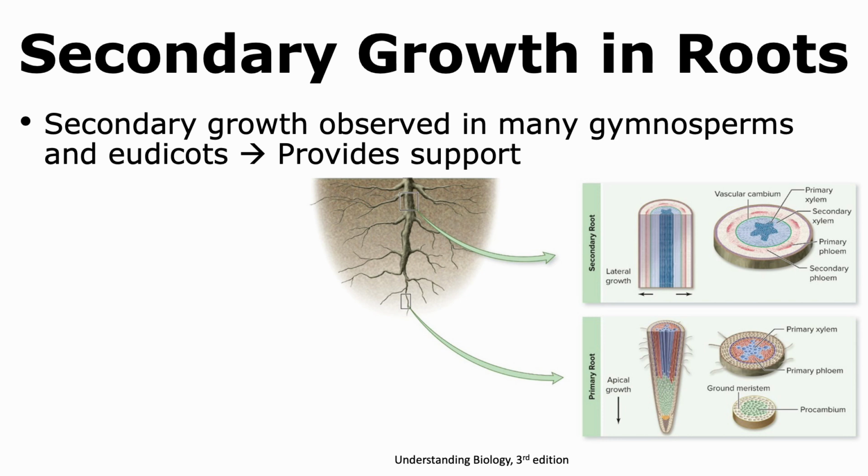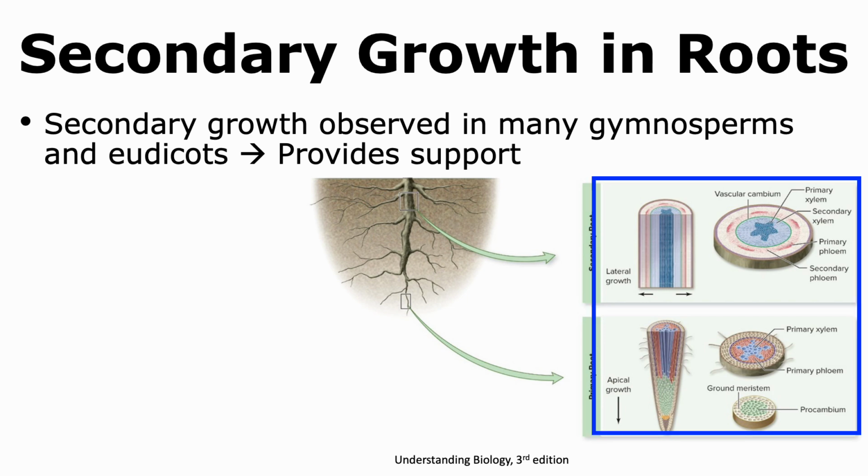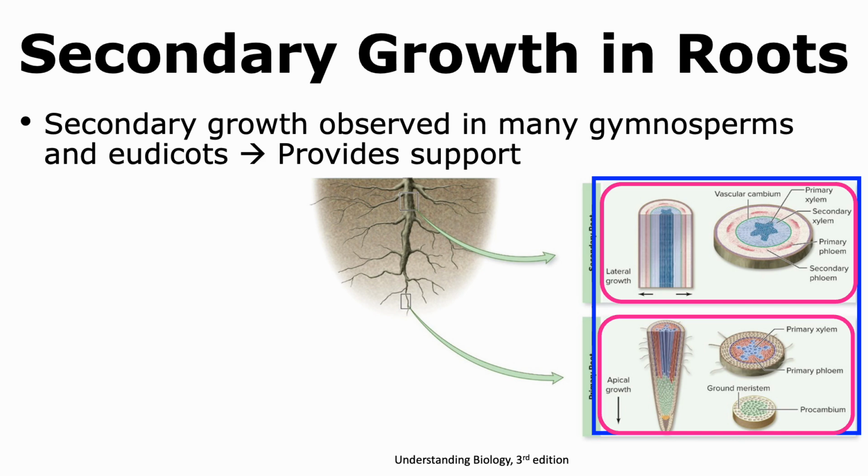In addition to primary growth, the roots of many gymnosperms and some angiosperms like eudicots show secondary growth. This secondary growth is needed to provide support as it increases the thickness of the root. When we look at the root, the tip of the root is usually slender and thin, but as we go more and more up, it increases in its girth and hence becomes thicker.